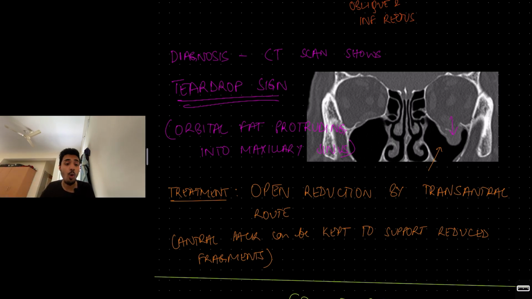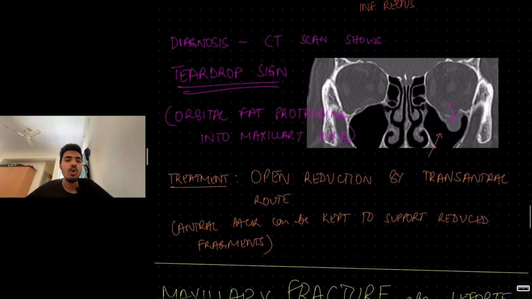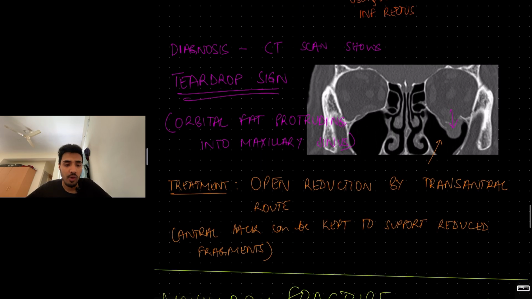Treatment, once again, open reduction but via transantral route. Via the maxillary sinus you will go, just with a finger itself you can reduce the blowout fracture. So via the transantral route you will openly reduce the blowout fracture and then you will place a pack in the antrum to support the reduced fragments, so that they don't once again, because of pressure or anything, fall downwards, meaning get displaced downwards. So that is about blowout fracture, fracture of the floor of the orbit.